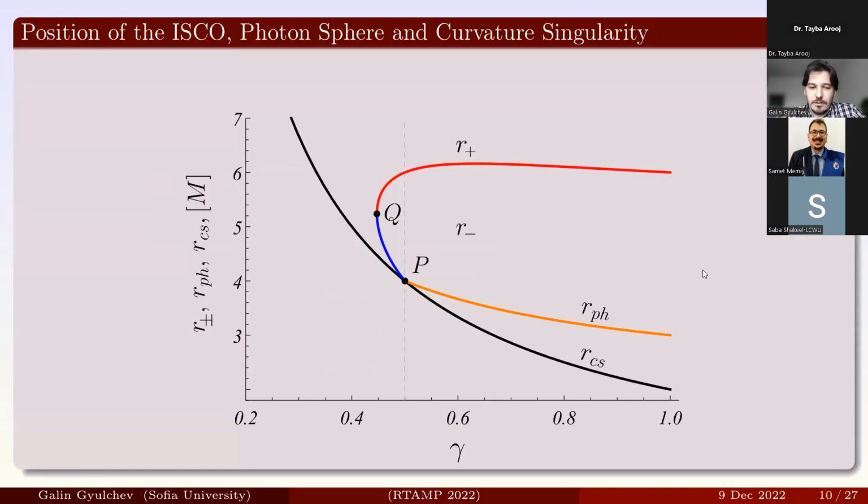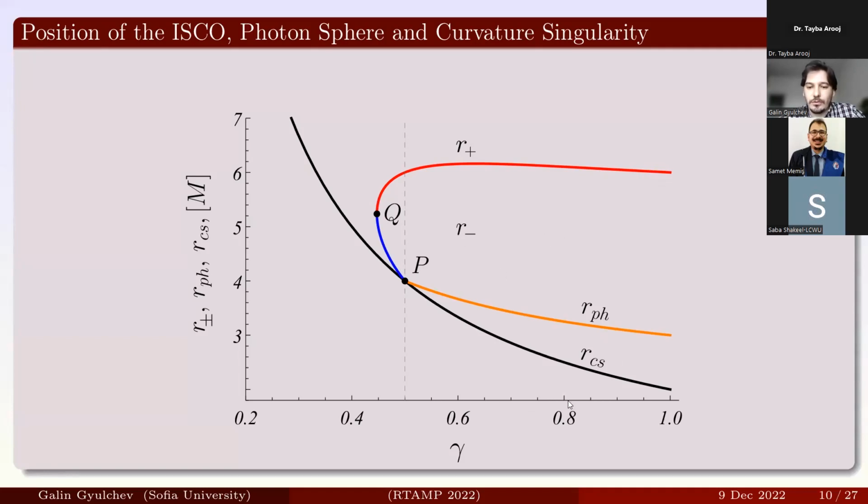Then, in order to make this, we have to take into account all the solutions of these equations. So in this diagram, for example, are represented the solutions of the ISCO equation, the solution of the photon sphere equation, and the solution of the curvature singularity of the solution. With the red color and the blue color, we can observe the positions of the ISCO orbits for the external and the internal part of the accretion disk.